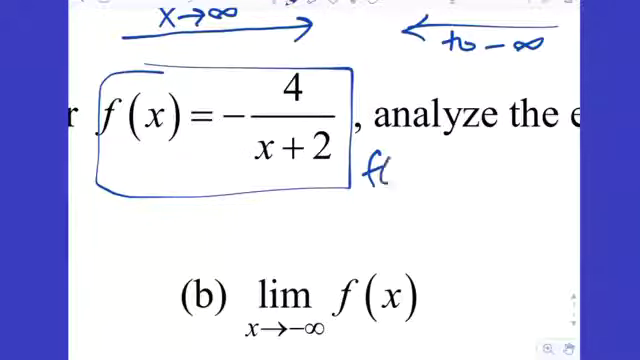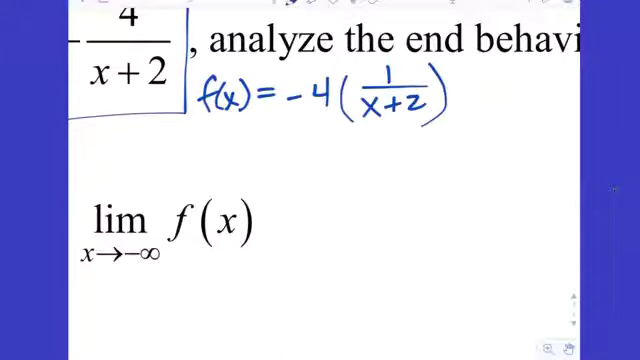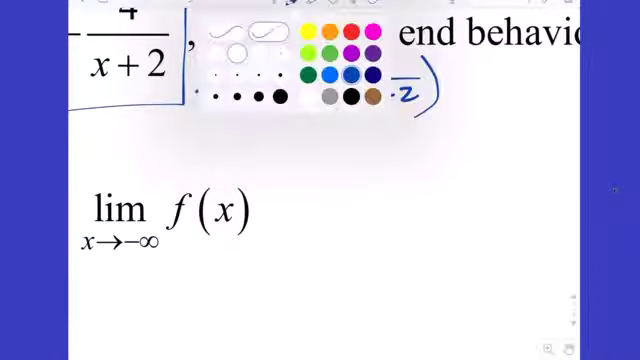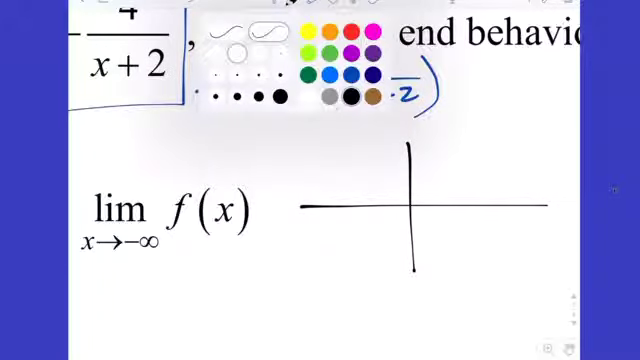The next thing we want to do is put this into standard transformation form. So I'm going to pull the 4 out of the numerator, and that leaves a 1 in the top, and I get x plus 2. So there is the standard transformation form. Now we can sketch the graph by using transformations.